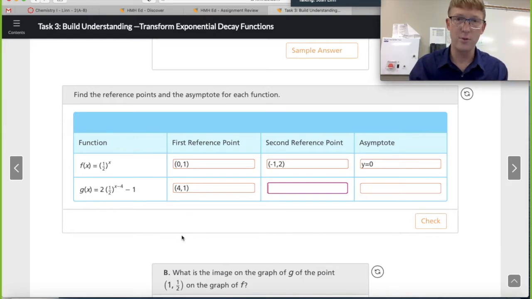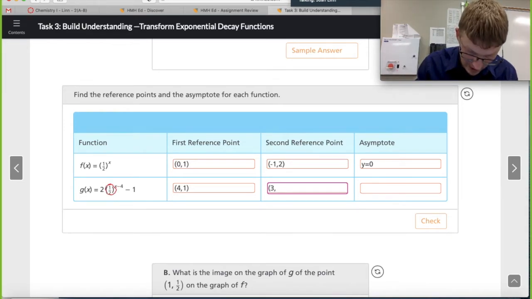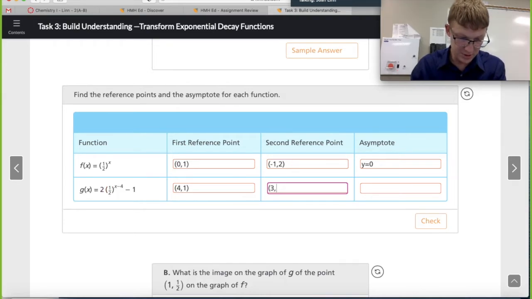Our second reference point, this time we need something on the negative side. Let's see here. So we did 4. So what if we did x equals 3? It's not on the negative side, but it's 2 reference points. So if we said x equals 3, then we have this 1/2 to the negative first power, which means it's just 2. So 2 times 2 is 4, minus 1 is 3.